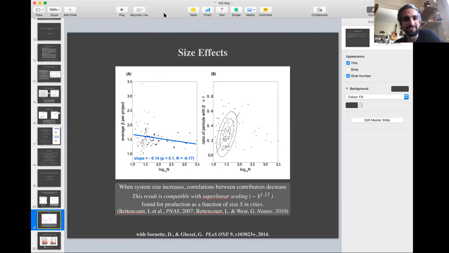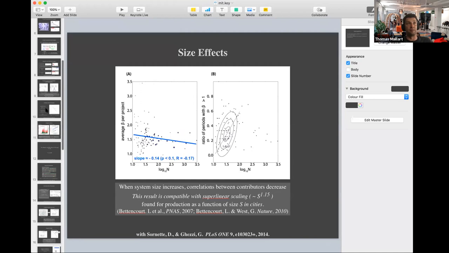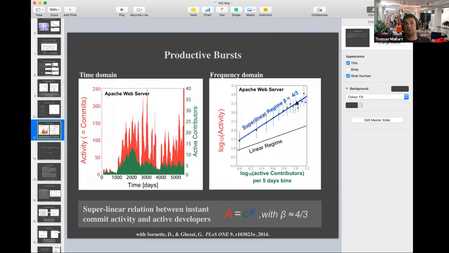I show here on the slide we looked at the average beta, which means the superlinear exponent per project, as a function of the number of people in the project, in logarithmic scale, because there's a scaling distribution of project size. And we find that indeed, as the project gets larger, this effect of beta is decreasing. So it's very clear, and that's also the reason why we find that up there, where you were saying, oh, maybe it's plateauing.